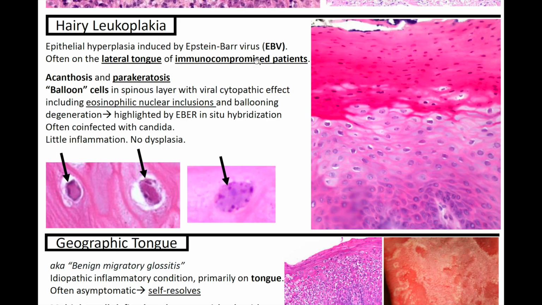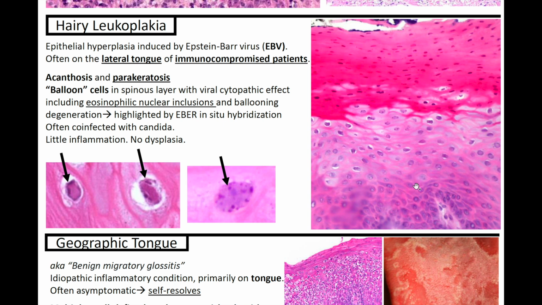Next entity we'll talk about is hairy leukoplakia. So this is epithelial hyperplasia induced by the Epstein-Barr virus, often on the lateral tongue of immunocompromised patients with acanthosis and parakeratosis. You have balloon cells in the spinous layer with viral cytopathic effect, including eosinophilic nuclear inclusions and ballooning degeneration, highlighted by the EBER in situ hybridization, or the ISH. Often co-infection with Candida is present, and there's little inflammation and no dysplasia.